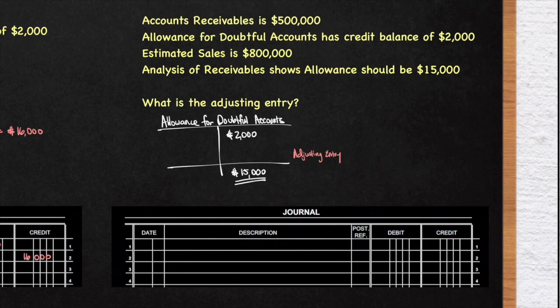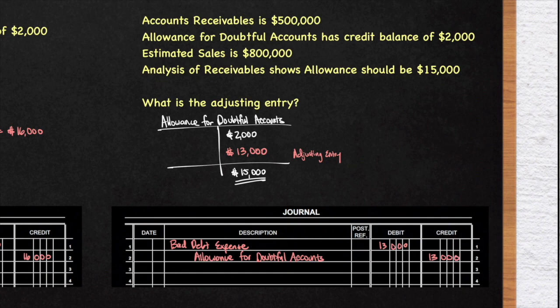If you had an existing balance of $2,000, and that account should end up with $15,000, well, you need a $13,000 credit to bring that account up to $15,000. So your adjusting entry is the missing piece, which in this case is $13,000. So you're going to debit bad debt expense for $13,000. And then here you're going to credit allowance for doubtful accounts for the same amount, $13,000.